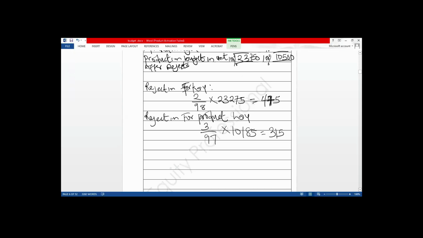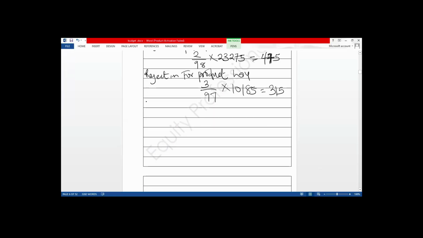Our next is purchases, that is material T purchases budget now. Remember, we have two products: product K and product Lay.